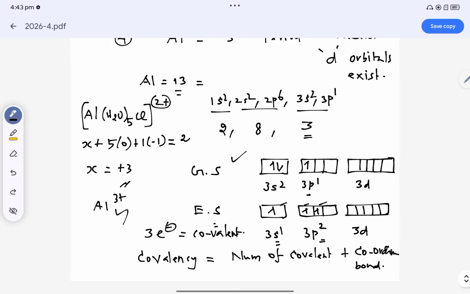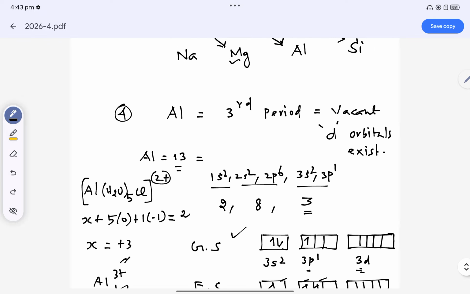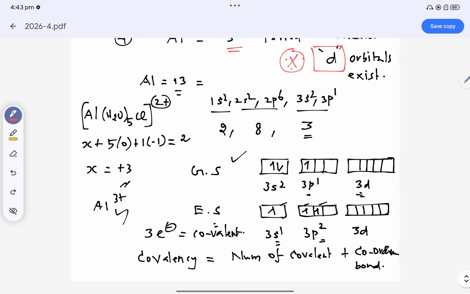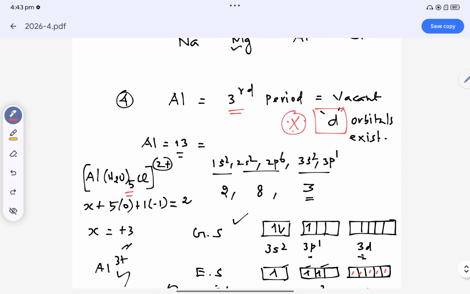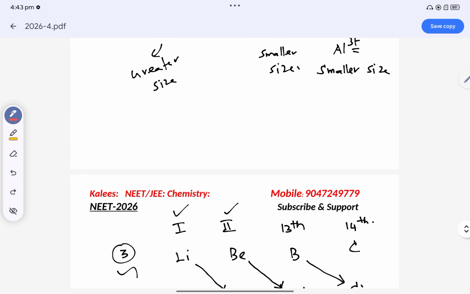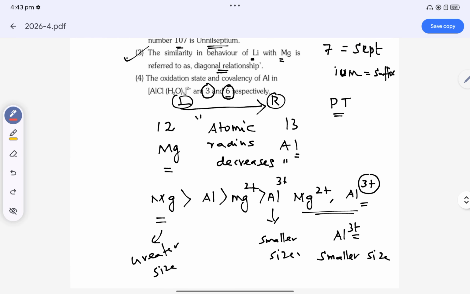The main important thing is the presence of d orbitals. Yes, my dear students, very important. Third period elements possess vacant d orbitals. So here you have the possibility to get dative bonds, coordinate bonds. So the covalence is found to be 6 here. How is it possible? Listen carefully, I am writing aluminium here.